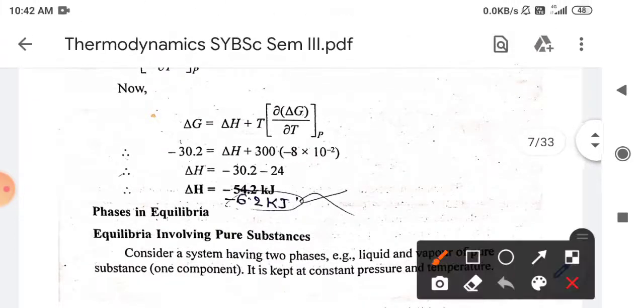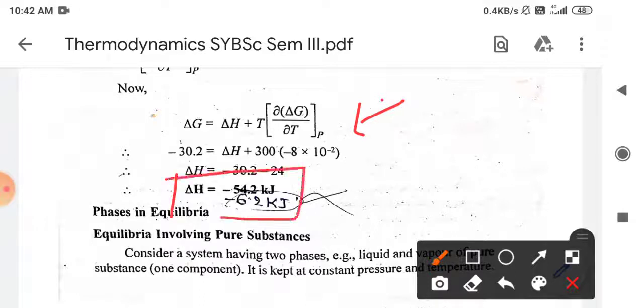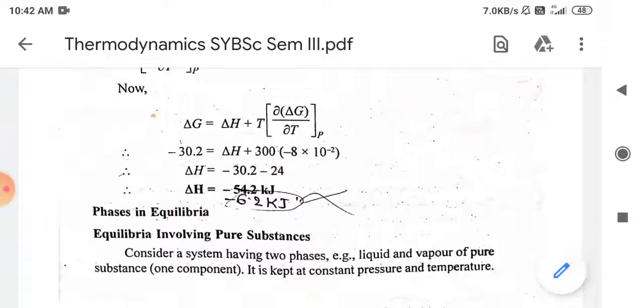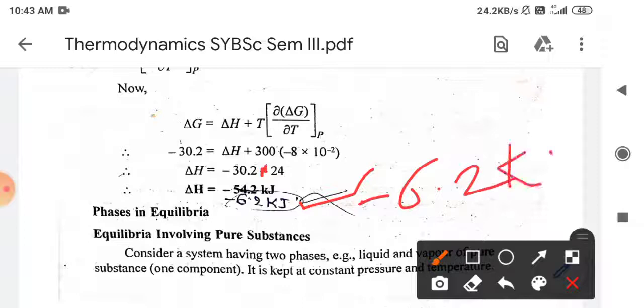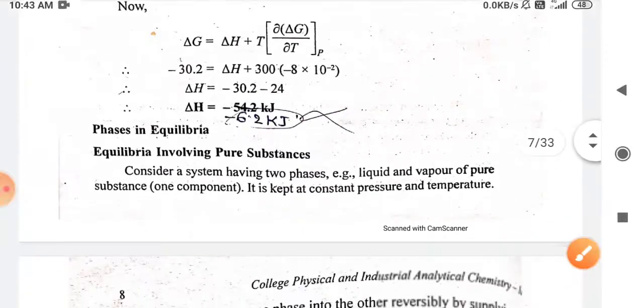Now delta G equals delta H plus T into this temperature coefficient. This is the standard formula for the Gibbs-Helmholtz equation, that is delta G equals delta H plus T into the partial derivative of delta G with respect to T at constant pressure. So simply substitute the values and obtain the value for delta H. Here there is a printing mistake, a plus sign should come here, so that the final answer comes out to be minus 6.2 kilojoule. So this is the final answer.